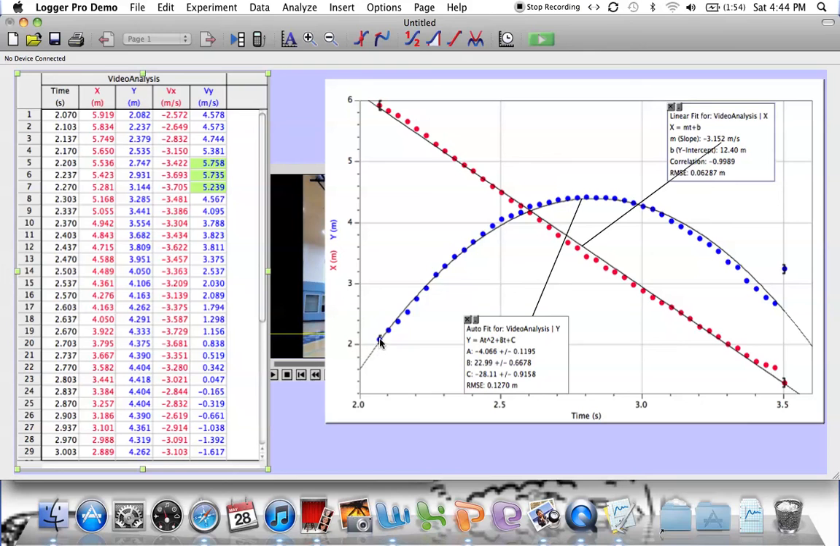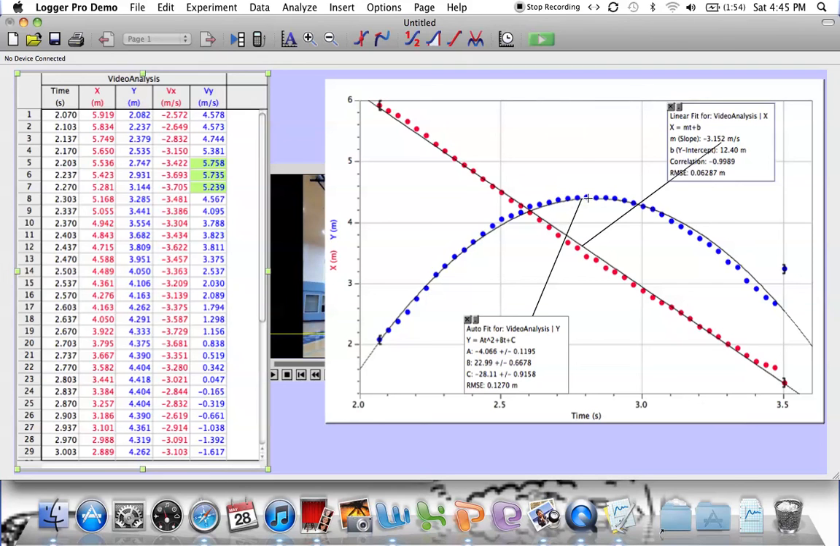Now, after this point, as the ball continues to move in its flight, you can see in the data table that the velocities gradually decrease, and they do so at a rate very close to negative 9.8 meters per second. And if you look at our graph, you can see that the slope of the tangent line at approximately 2.5 seconds is a lot flatter, still positive but less steep than it was at 2.1 seconds.